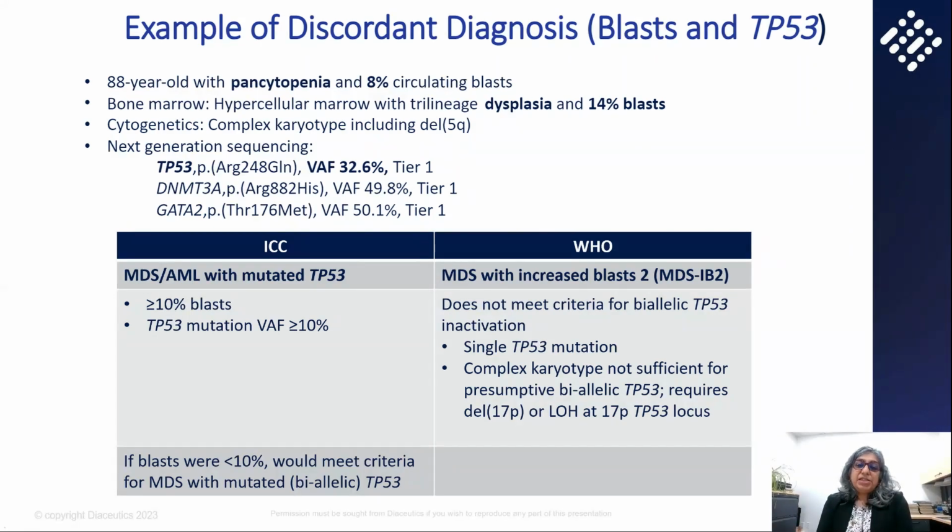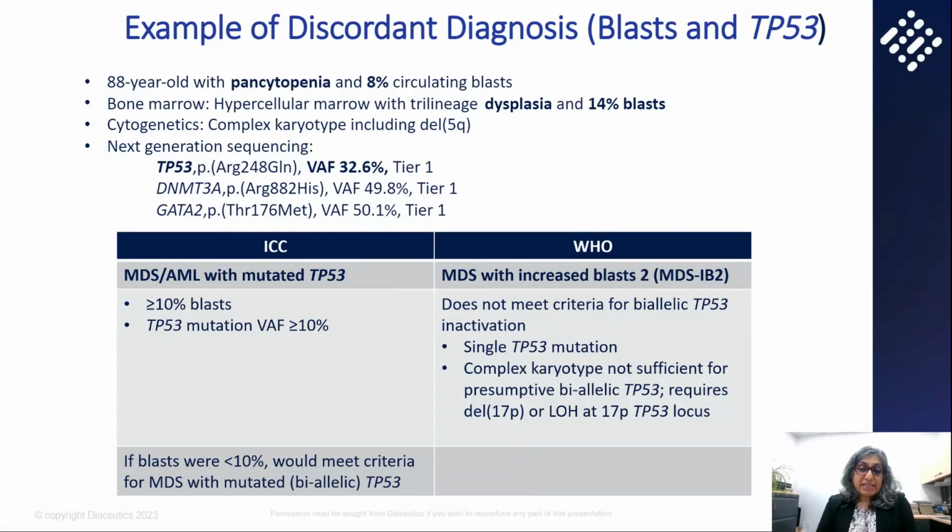So this is an 88-year-old patient with pancytopenia and 8% circulating blasts. The bone marrow is hypercellular, with trilineage dysplasia, and has 14% blasts. Cytogenetics showed a complex karyotype, including deletion 5q. Next generation sequencing identified mutations in several genes, including TP53 with a VAF of 32.6%. So how would we classify this case?